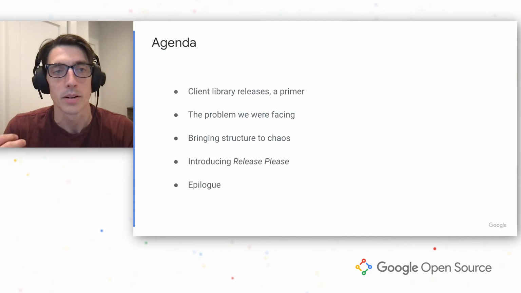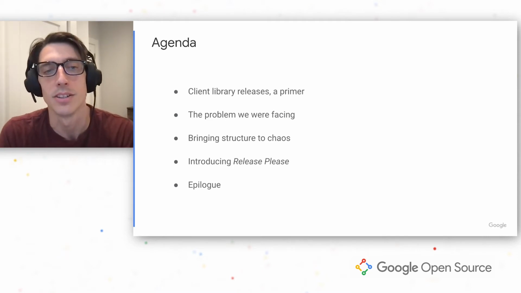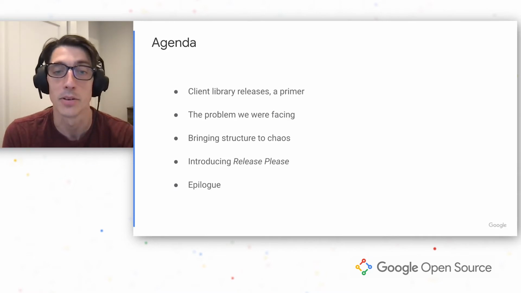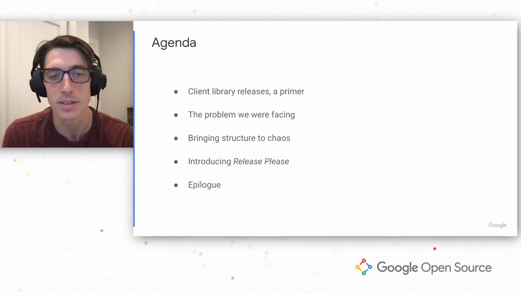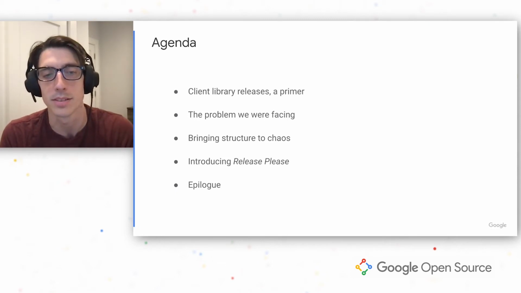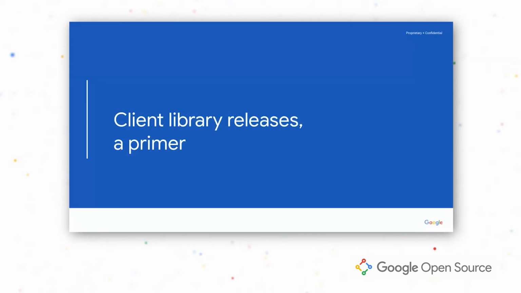So I'm going to be talking today about releasing software using an open source tool called Release Please. To give you a little bit of an idea of what the agenda will look like, I'm going to talk first about client library releases in general, a bit of a primer. I'm going to talk about the problem my own team was facing around releasing our client libraries. I'm going to talk about how we brought structure to a little bit of the chaos our team was facing. And finally, I'm going to introduce the tool we built to help with this process, Release Please, and summarize the talk.